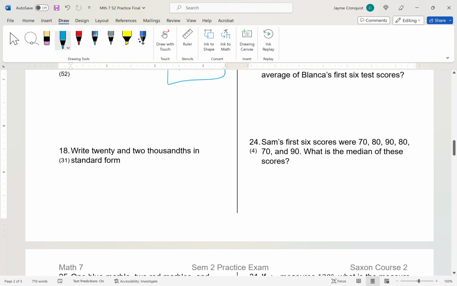Alright, write 20 and 2 thousandths. Remember, the "and" represents the decimal point. So for 20 and 2 thousandths, we need the 2 in the thousandths position. Remember, this is tenths, hundredths, thousandths. So the answer would be 20.002.